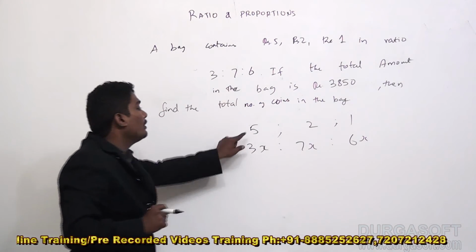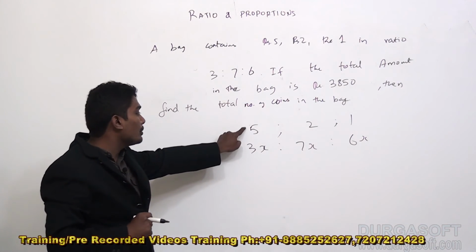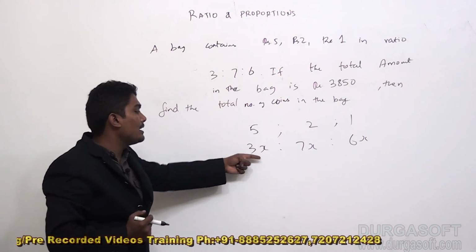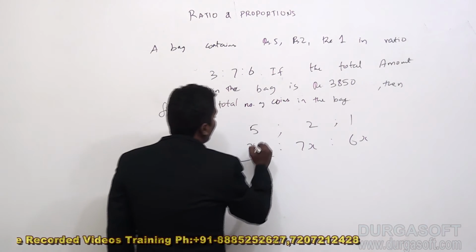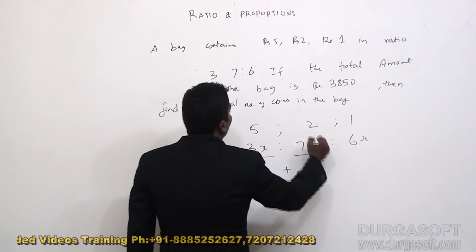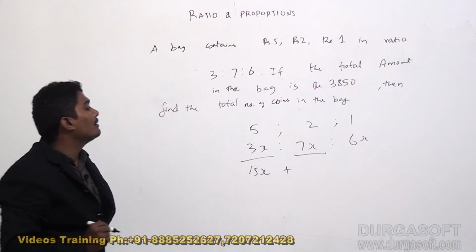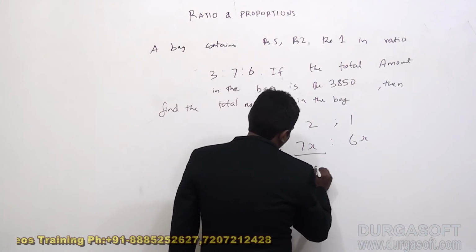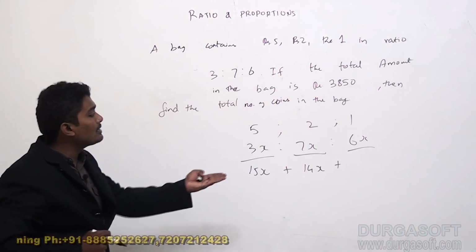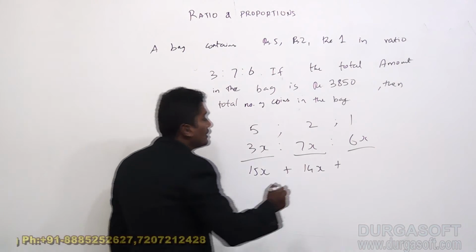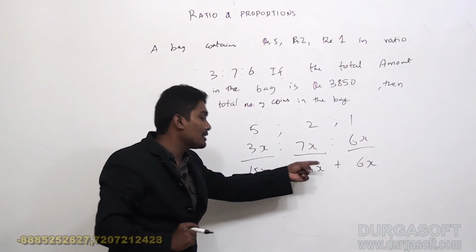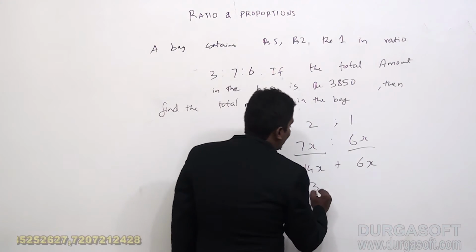So if there is one 5 rupee coin, the total contribution will be 5 rupees. If there are 3 5 rupee coins, the contribution will be 5 threes are 15 rupees. As there are 3x coins, the contribution because of 5 rupee coins will be 3x into 5, 15x. Plus the contribution due to 2 rupee coins will be 7x into 2, which is 14x. Plus the contribution due to 1 rupee coins will be 6x. So the sum of all these is 15x plus 14x plus 6x, which is 35x.